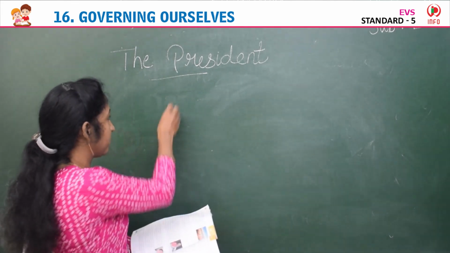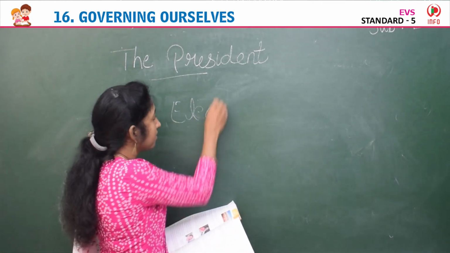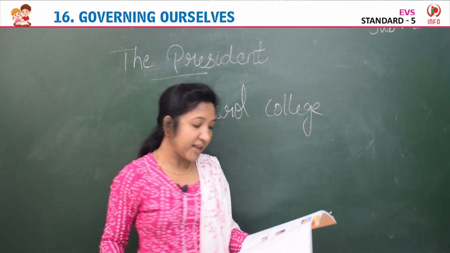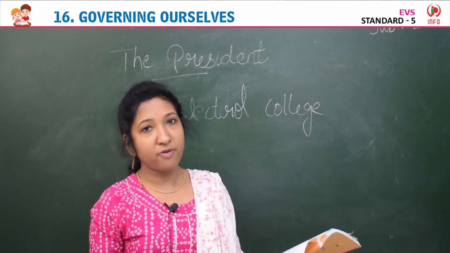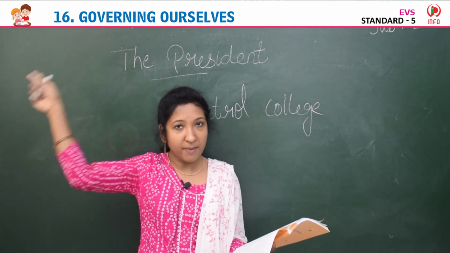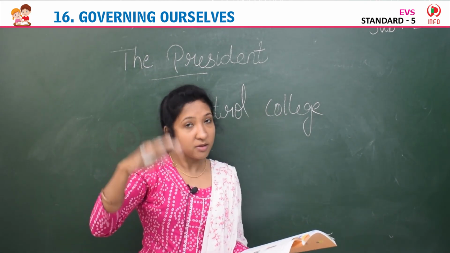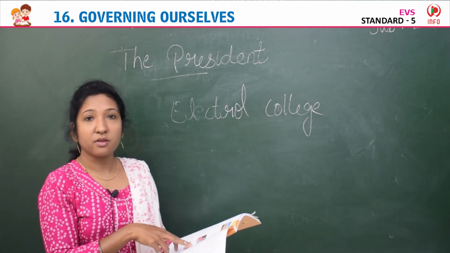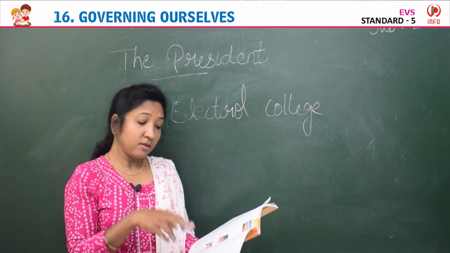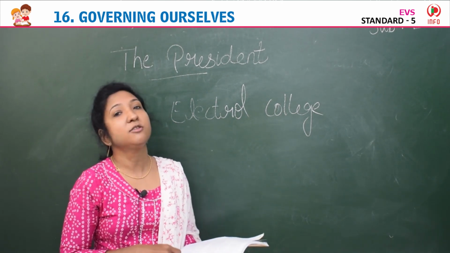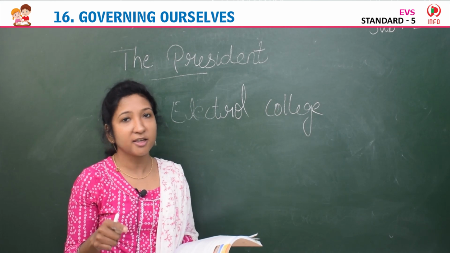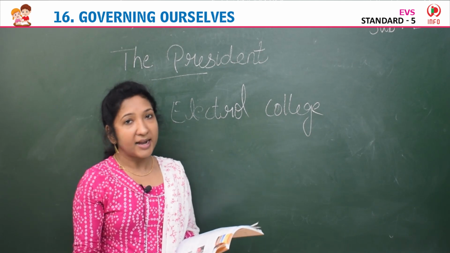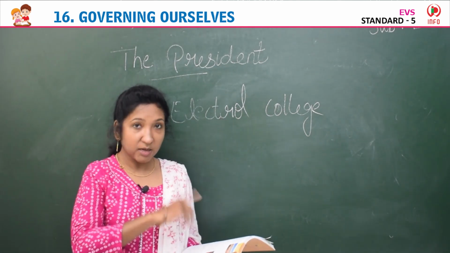Which electoral college? The electoral college, which consists of elected members of both the houses. Houses means Lok Sabha and Rajya Sabha, isn't it? All the members of Lok Sabha and Rajya Sabha are electing the president. Then also the elected members of the legislative assemblies of the states. All the states have a legislative assembly, as I said earlier. So the members of the legislative assemblies and members of both the houses are electing the president.